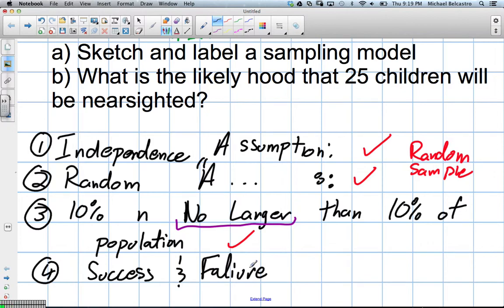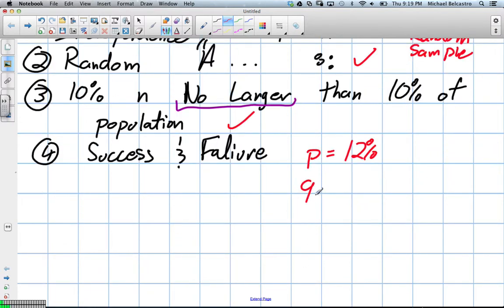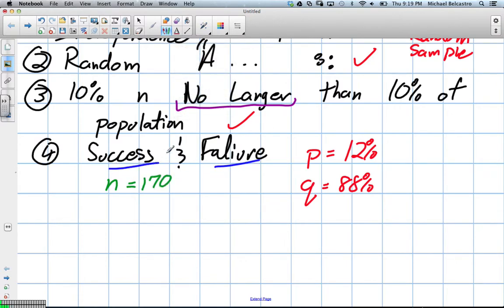What it says is, with our successes and our failures, we take our percentages. So a success, which was P in this case, was what percent? 12%, to be nearsighted, which means Q, the failures, was 88%. We have to make sure that with our total sample of 170 kids, remember n was equal to 170, the successes and the failures are each greater than or equal to 10. Sorry, I wrote those signs backwards.